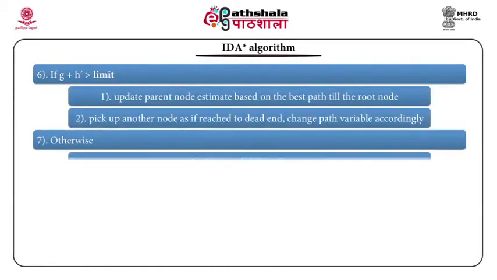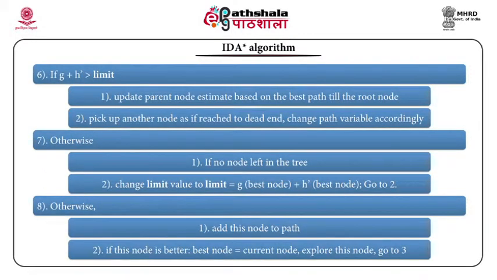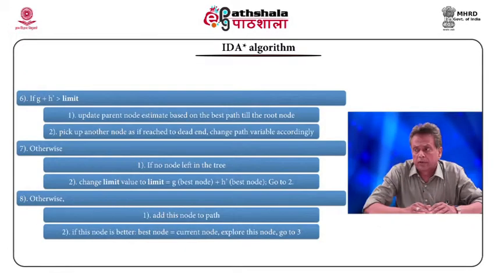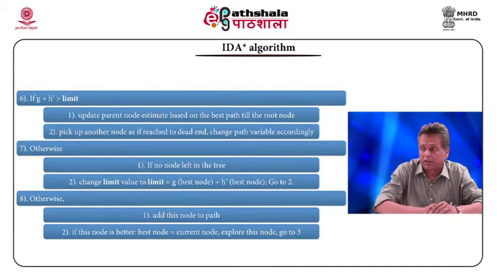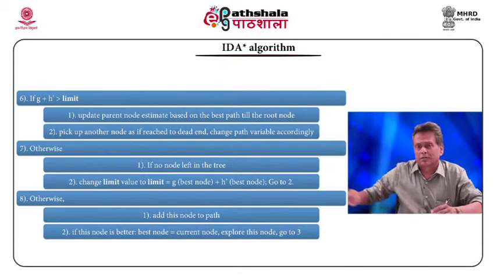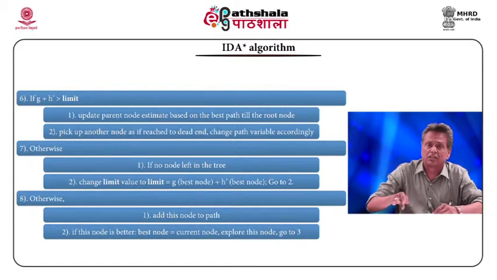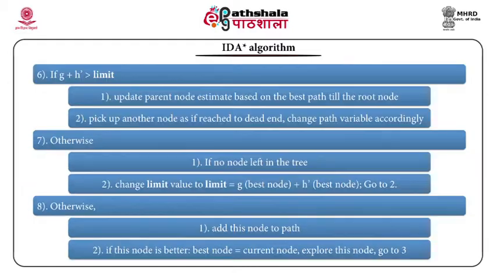If G plus H, as I said, is greater than the limit, obviously you will stop. Otherwise, if there is no node, you change the limit value. Otherwise, add this node to the path. If the node is better, the best node is this node. If this node is not better, the older best node will continue. It's like finding the maximum number in a given array. Okay, so that is how it is done.